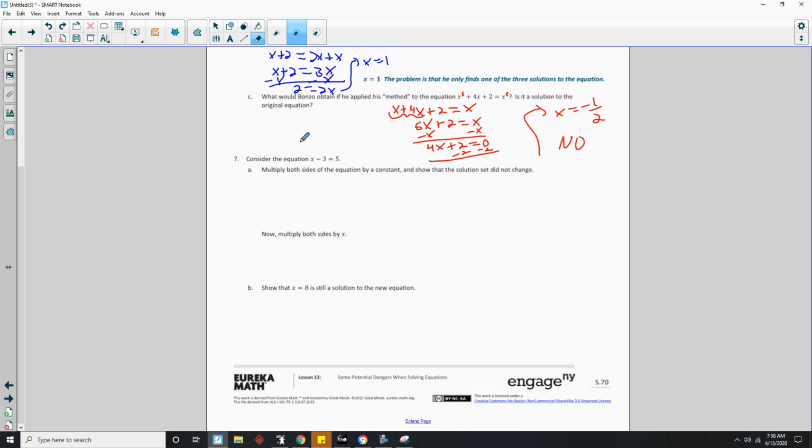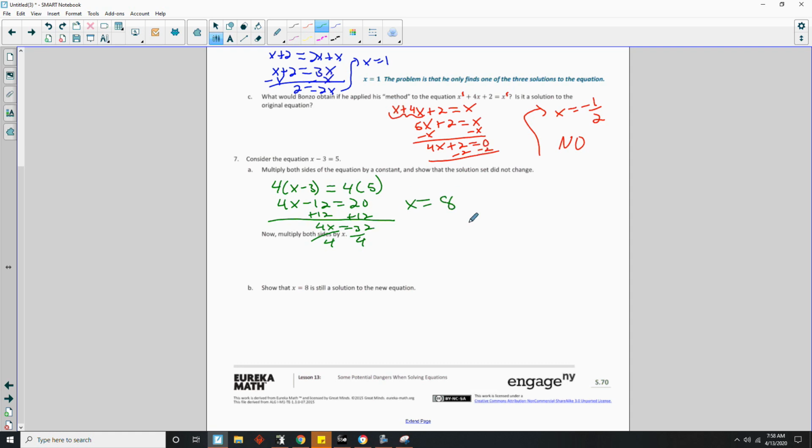Okay. Part 7 says consider the equation x minus 3 equals 5. Multiply both sides of the equation by a constant and show that the solution set did not change. So how about 4 times x minus 3 equals 4 times 5. So I multiply both sides by 4. This would give me 4x minus 12 equals 20. If I add 12 to both sides, I would get 4x equals 32. Divide both sides by 4, and I would get x equals 32 divided by 4, which is 8.